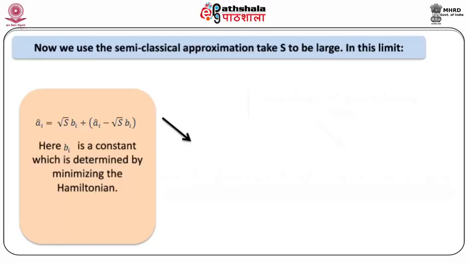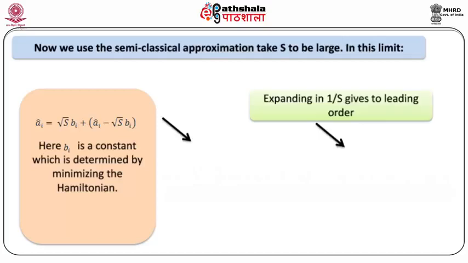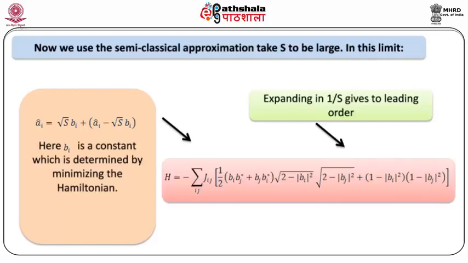Substituting the expression for Ai in terms of Bi into the Hamiltonian and expanding in 1/S, it is very important that S is large and we are expanding in 1/S. So to leading order, the Hamiltonian is written like this: H equals minus the summation over Jij into this expression inside the square brackets, which contains all the constants Bi and Bj.